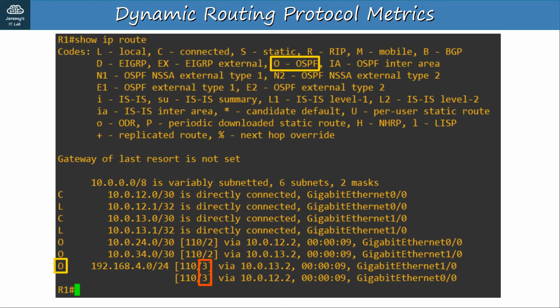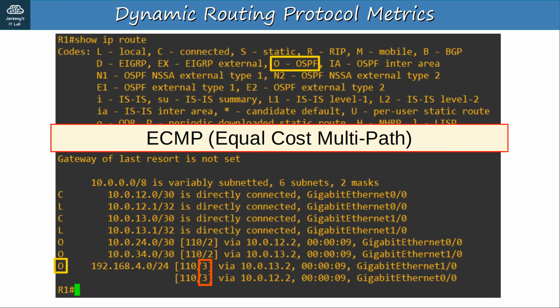Both routes have a metric of 3, so both were added, and traffic will be load balanced over both routes. This is called equal cost multipath, or ECMP load balancing. Make sure you remember this term, ECMP. It will come up often in these videos about dynamic routing protocols.